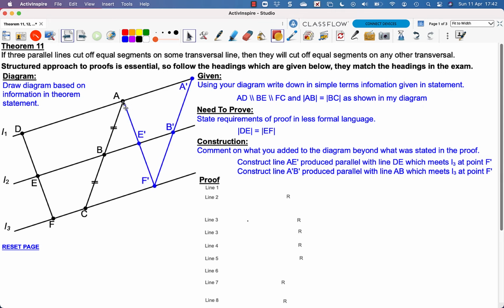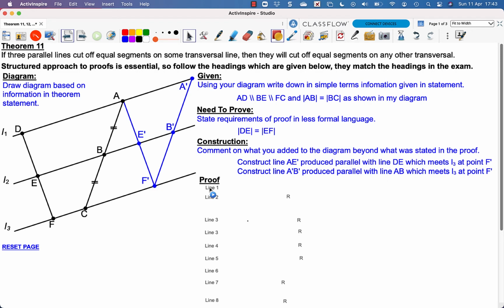In order to actually be able to do this proof, you have to draw a line from A to E dashed to F dashed, which is parallel to D, E, and F. Once you've drawn that first blue line, you then have to draw a construction line which is parallel to ABC, hence being called A dashed, B dashed, and then it joins up at F. Now it's absolutely essential that you draw those construction lines and write it down in words as well. And once you've done that, then you can begin to undertake the proof.